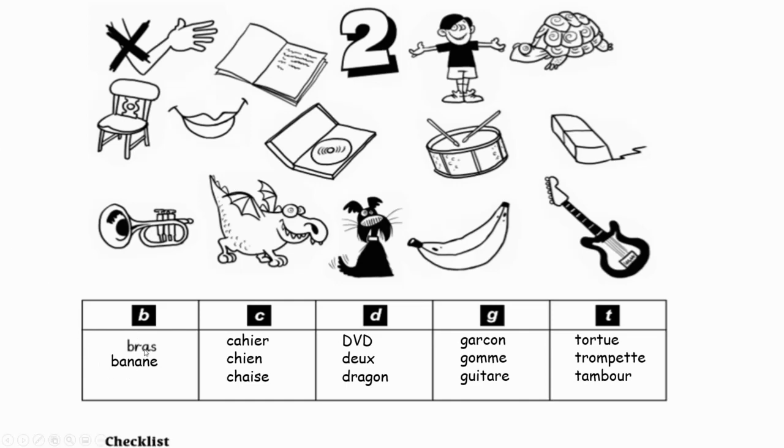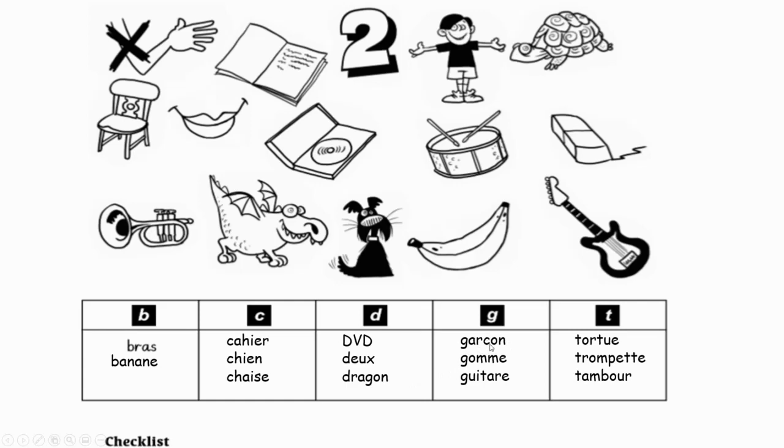In B, you should have bras, which means arm, and banane, which means banana. In C, you should have cahier, which means exercise book, chien, which means dog, and chaise, which means chair. Fantastic job. In D, you should have DVD, deux, which means number 2, and dragon, which means dragon.